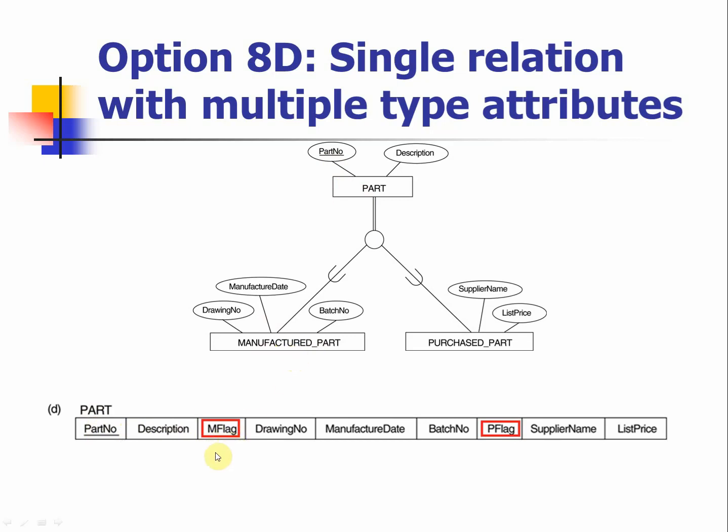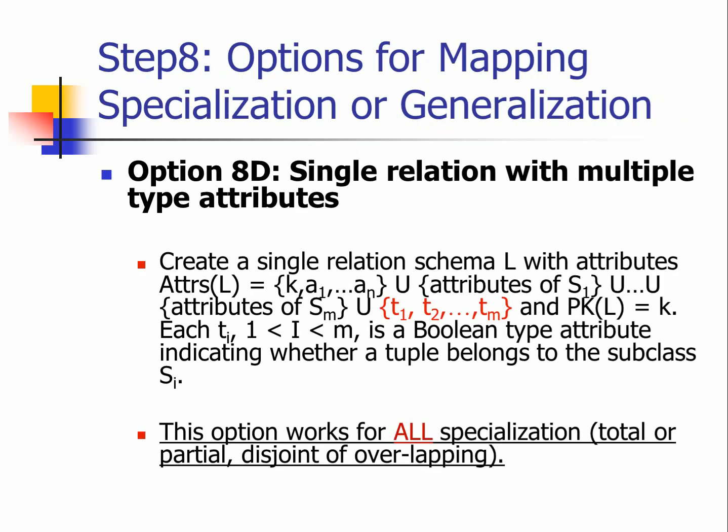If this belongs to this one, you get a 1. If you don't, you get a 0. When you get a 0, you will have null values for the corresponding local attributes. If that's a 1, then you will have values in your local attributes. So this case will be able to handle all situations.